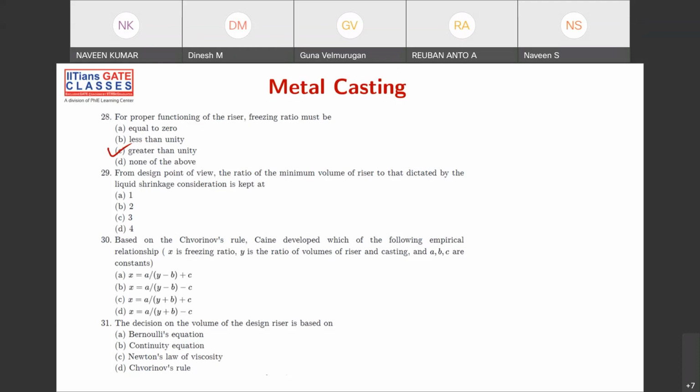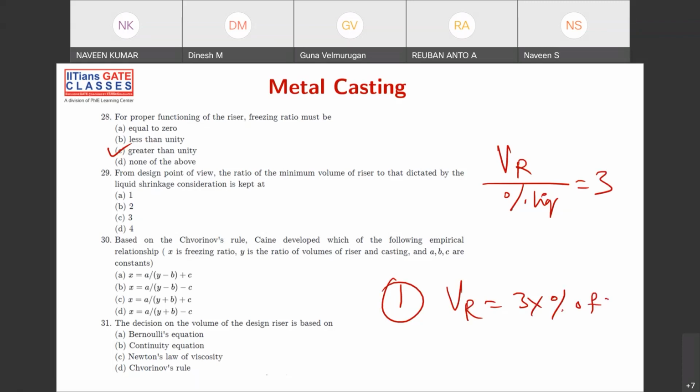From the design point of view, the ratio of the minimum volume of the riser to the percentage of liquid shrinkage is kept at, simply, we can do that, easy. The ratio of the minimum volume of riser to the percentage of liquid shrinkage is equal to, what was that we have discussed? Obviously, it was 3. It was the first method, right? Volume of riser is equal to 3 into percentage of shrinkage. Simply, this percentage of shrinkage is taken in the denominator. What is the answer? 3. Very easy. Next one.